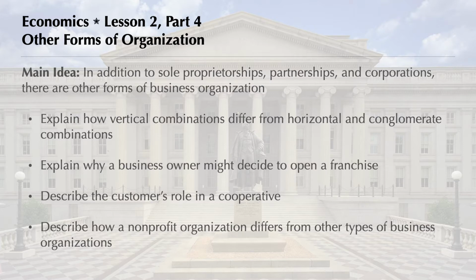The main idea behind this economics lesson is in addition to sole proprietorships, partnerships, and corporations, there are other forms of business organization. With that in mind, by the end of watching this video, you'll be able to explain how vertical combinations differ from horizontal and conglomerate combinations, explain why a business owner might decide to open a franchise, describe the customer's role in a cooperative, and describe how a nonprofit organization differs from other types of business organizations. Now that those outcomes for this lesson have been shared with you, let's get started.